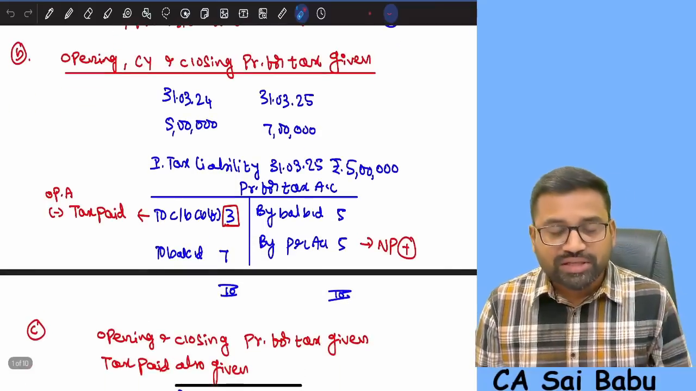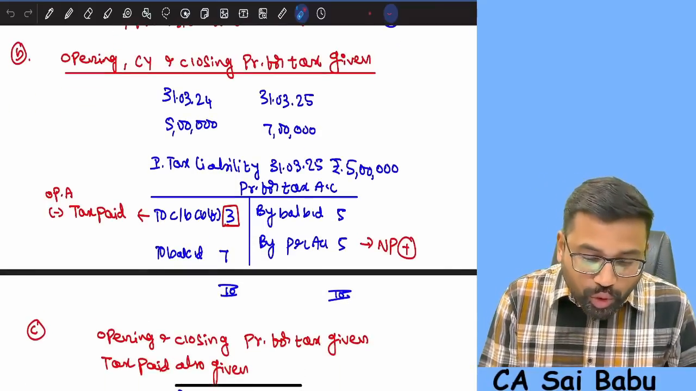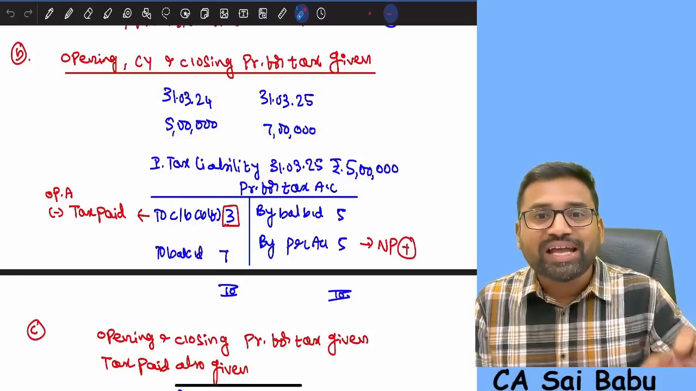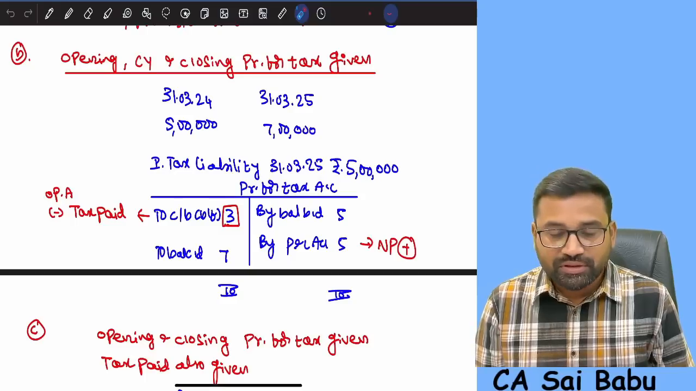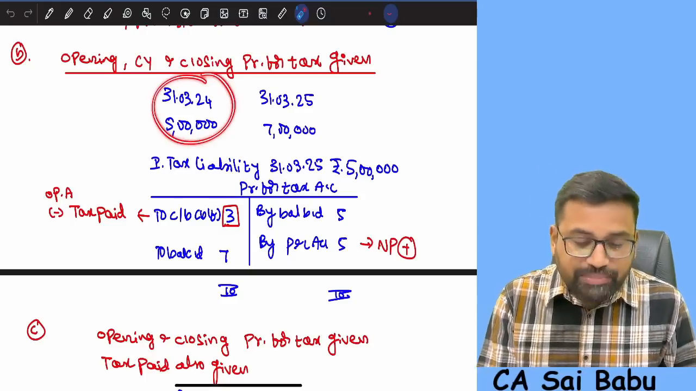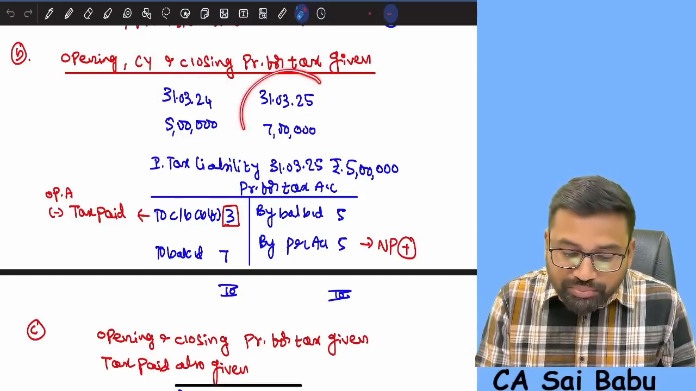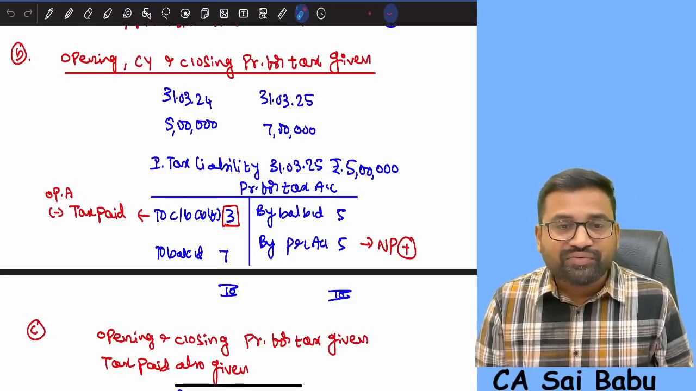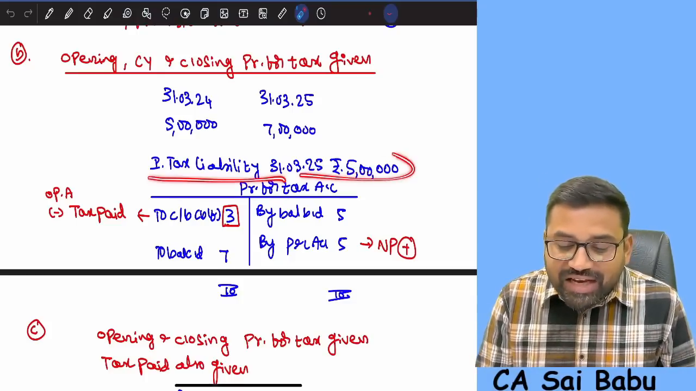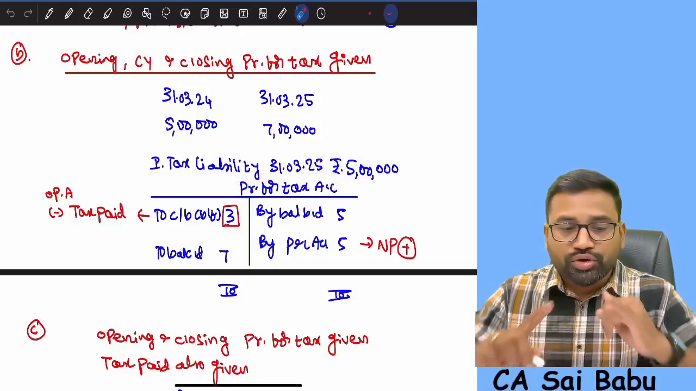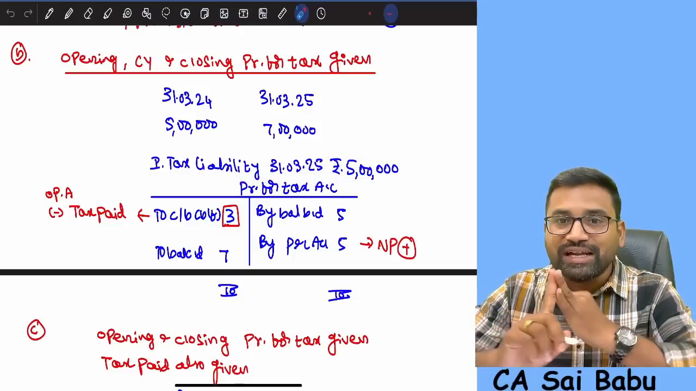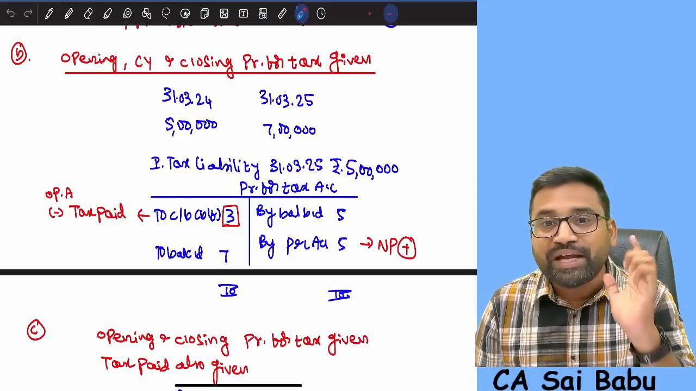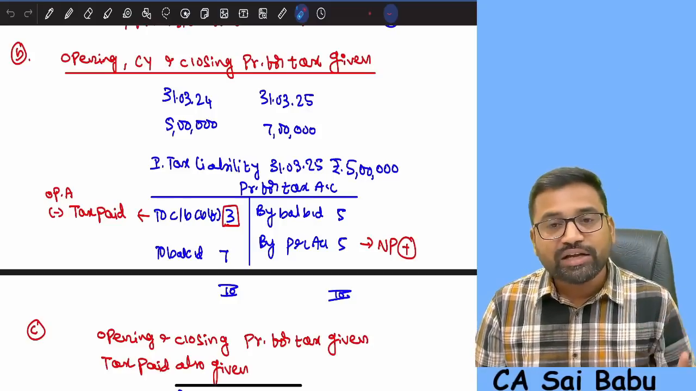Now sometimes in the question, they will give you opening provision, closing provision, and at the same time current year tax liability also. So opening provision, suppose 5 lakhs given, sir. Closing provision 7 lakhs given. And at the same time they said in the additional information that in the current year the tax liability is 5 lakhs. So you know the opening provision, you know the current year tax liability, you know the closing provision. The difference is nothing but tax paid during the year.